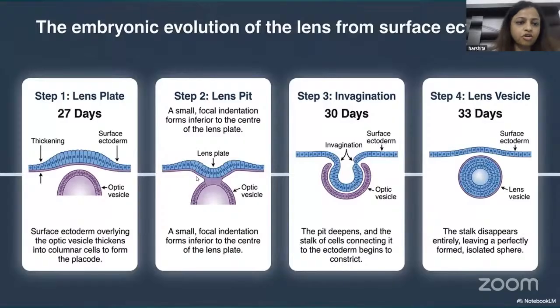So to describe a little bit of the embryonic development of the lens, as we know, on day 27 the surface ectoderm thickens up, and the optic vesicle thickens into columnar cells to form the placode. Then subsequently a focal indentation forms in the center of the lens plate, and this deepens, and the stalk of cells connecting to the ectoderm begins to constrict. And subsequently, on the 33rd day, the stalk disappears entirely, leaving a perfectly formed isolated sphere.